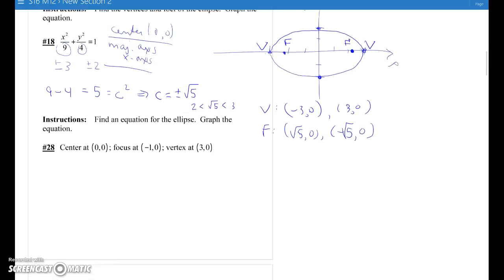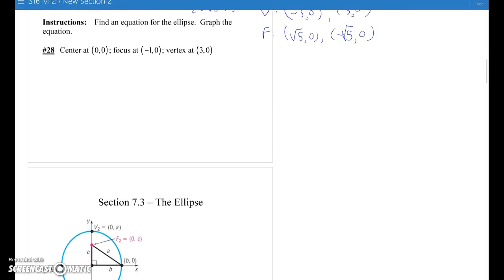Okay, so this next type of problem says find an equation for the ellipse and then graph the equation. So I'm going to start with drawing the picture and say, well, the center's at the origin to make it easier for me. One focus is at negative 1, 0. There we go. Okay, so then a vertex is at 3, 0.